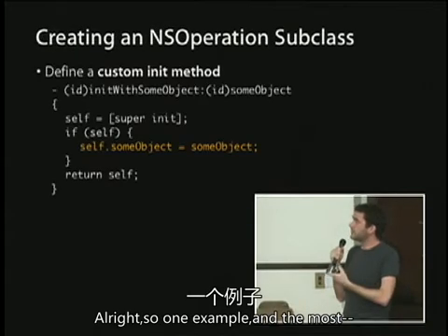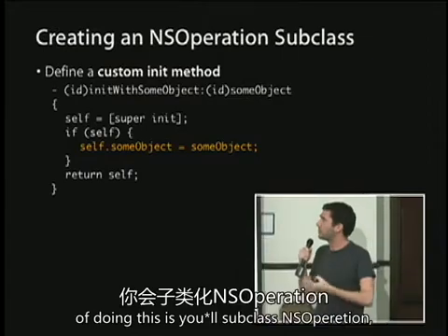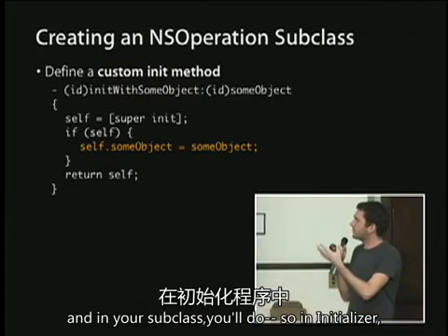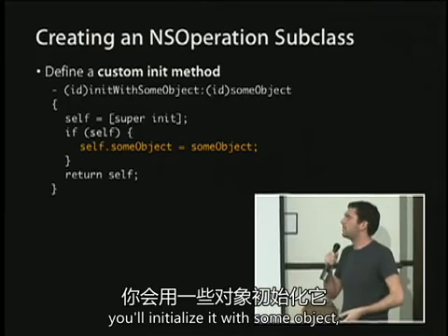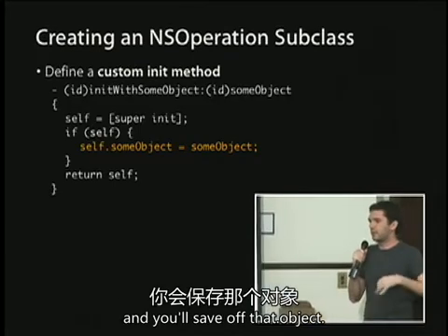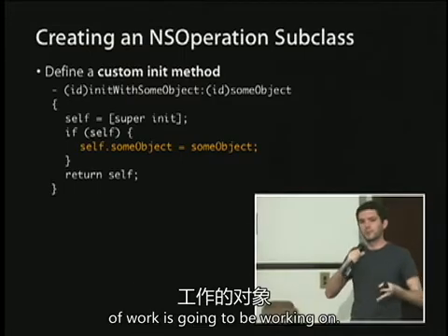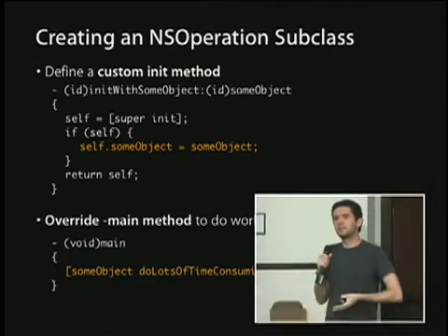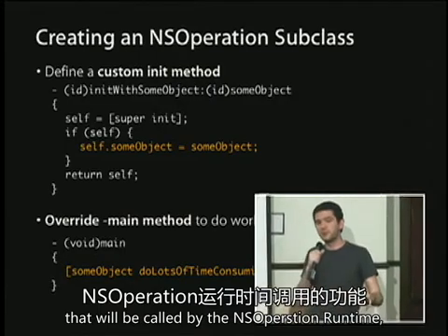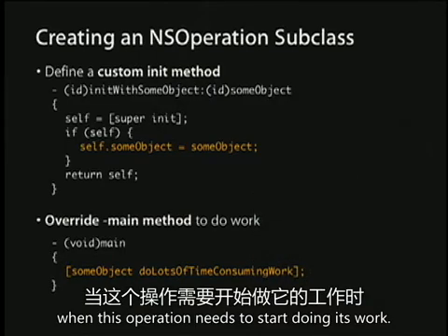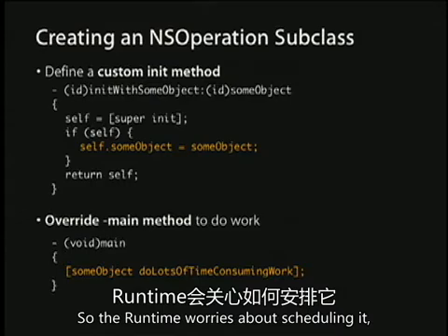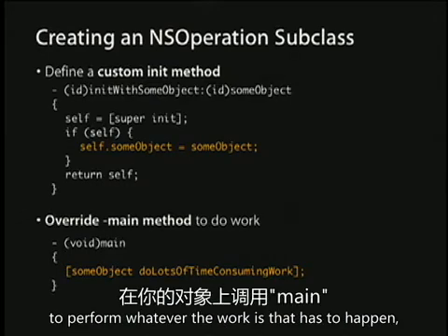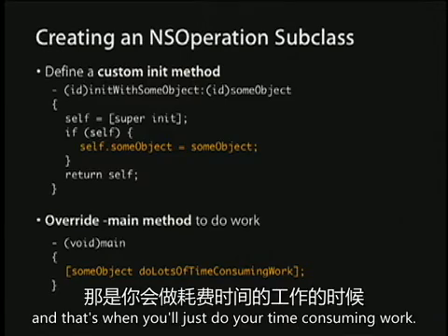All right, so one example, and probably one of the common ways of doing this, is you'll subclass NSOperation. And in your subclass, you'll do an initializer. You'll initialize it with some object, and you'll save off that object. So this is the object that your unit of work is going to be working on. Then you'll override this main method, which is the method that'll be called by the NSOperation runtime when this operation needs to start doing its work. So the runtime worries about scheduling it, and it'll call main on your object when it's time to perform whatever the work is that has to happen. And that's when you'll just do your time-consuming work.